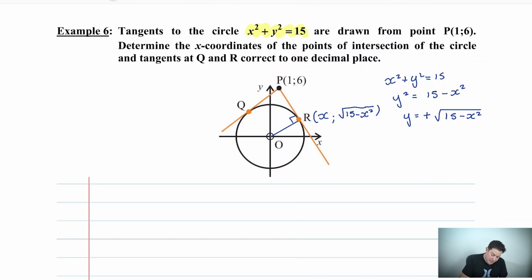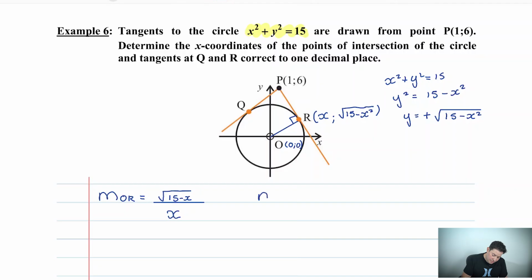I know that because the radius is perpendicular to the tangent, I can work out the gradient of PR. And I can also work out the gradient of PR using points P and R. So that's what we're going to do. Let's start off with the gradient of OR. My gradient of OR is equal to y2 minus y1, and the circle center has coordinates (0; 0). So we're going to have the square root of 15 minus x squared minus 0, I'm not going to write the minus 0 in, all over x minus 0. Again, I'm not going to write the minus 0 in.